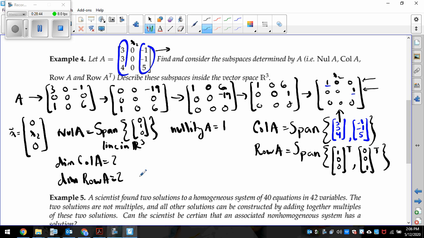And then they want the dimension of Row A transpose. So let's go ahead and transpose A. So A transpose is going to be 3, 3, 4, 0, 0, 0, -1, -1, 1, 5.